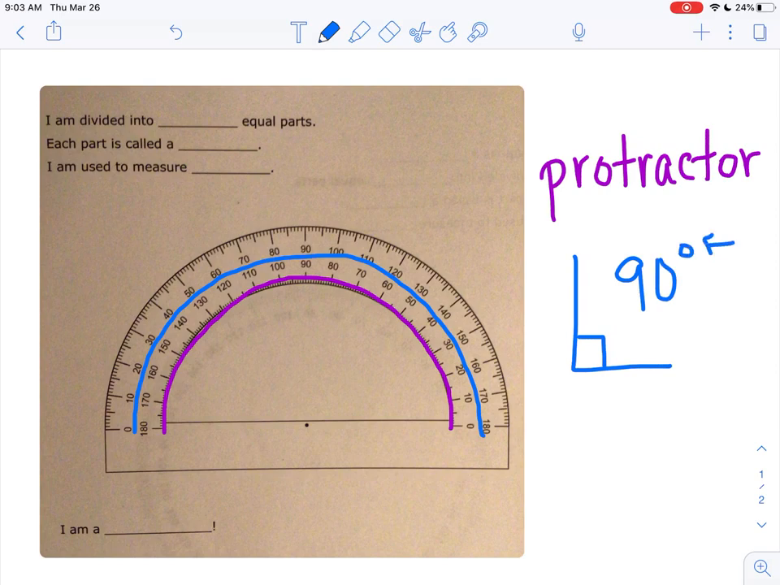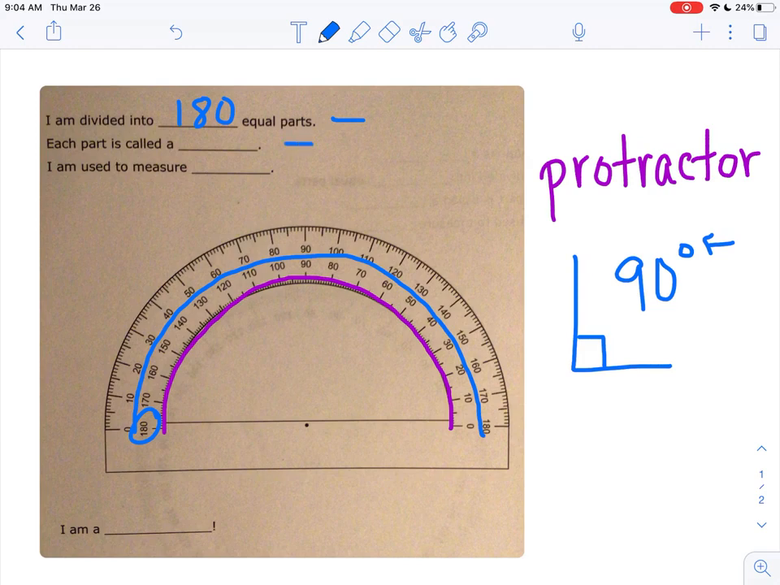So let's just look at this. And we're just going to answer a couple of questions because we're just today trying to get to understand what a protractor is. So let's look at this first question. It says, I am divided into blank equal parts. Well, how many total parts is a protractor divided into? That's right. It's divided into 180 equal parts because do you see the 180 degrees, which you know is a straight line or a straight angle.